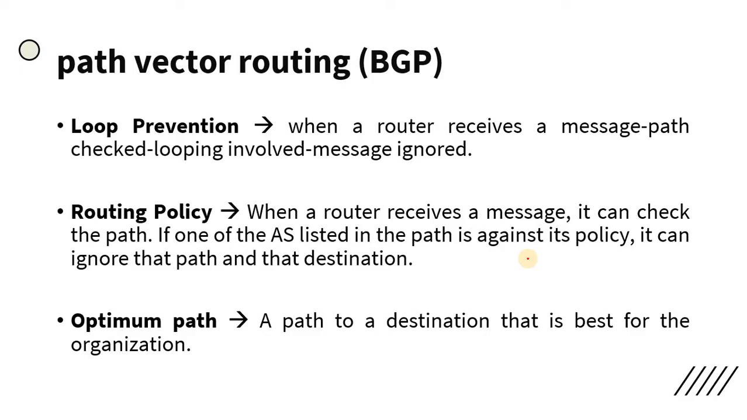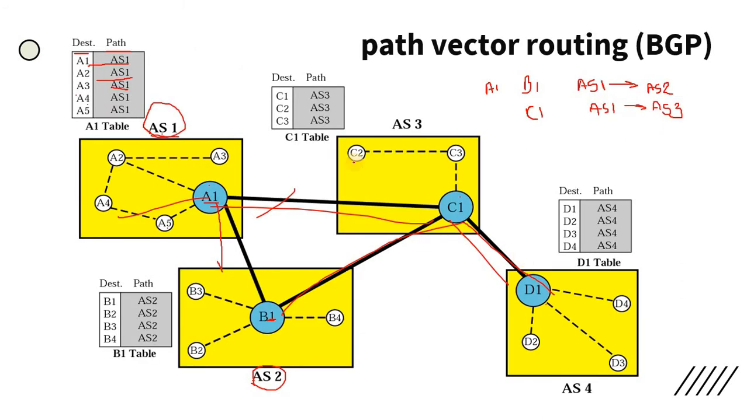Next is the optimum path. A path to the destination that is best for the organization is called the optimum path. Here, suppose the distance between A1 and B1 is 2, B1 and C1 is 3, and C1 and D1 is 1. A1 to C1 is 2 and C1 to D1 is 1.